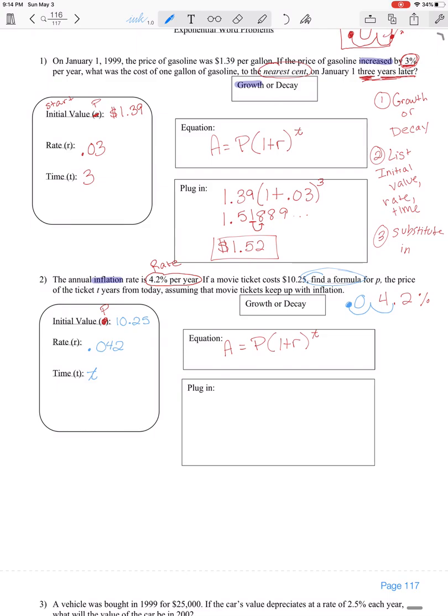Okay, so we don't actually have a final answer here. So I'm going to plug in. A equals, my P is 10.25, 1 plus my R, 0.042 to the T power. We don't have T. They just want us to find a formula, and that's exactly what we did here. Okay. All right, so we're going to do one more.